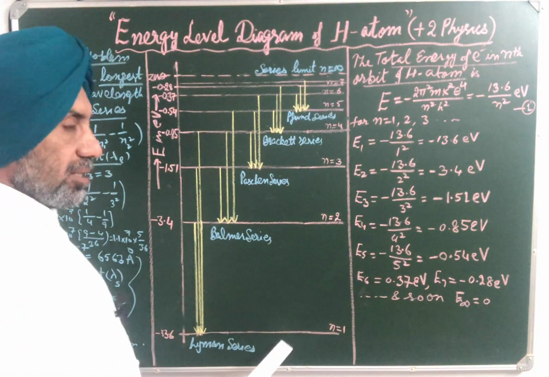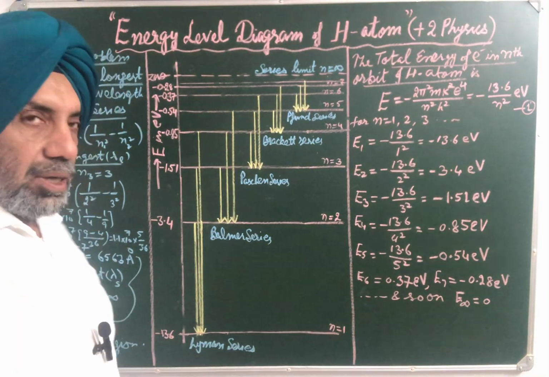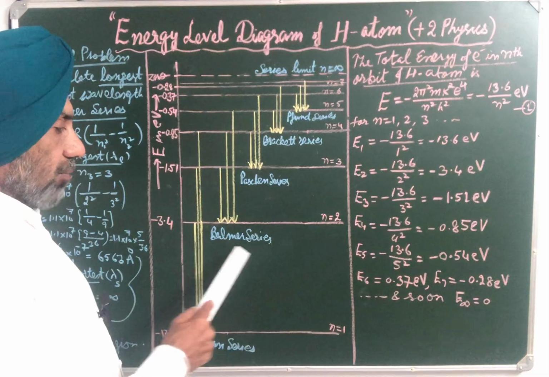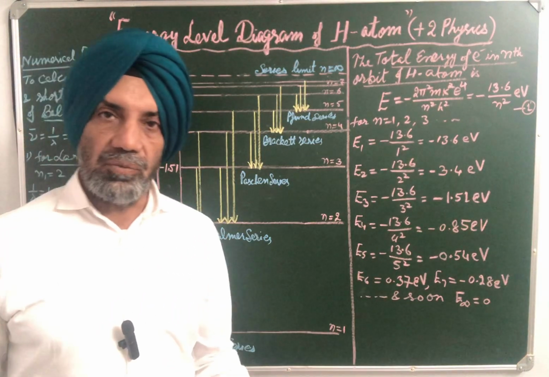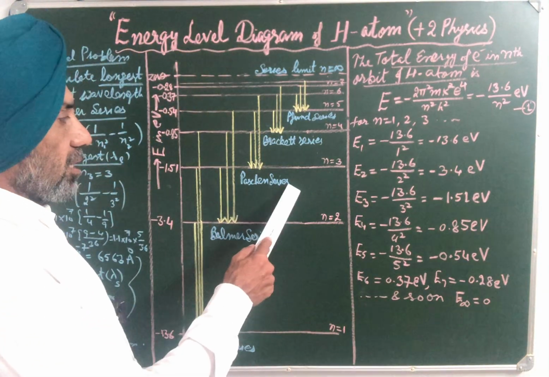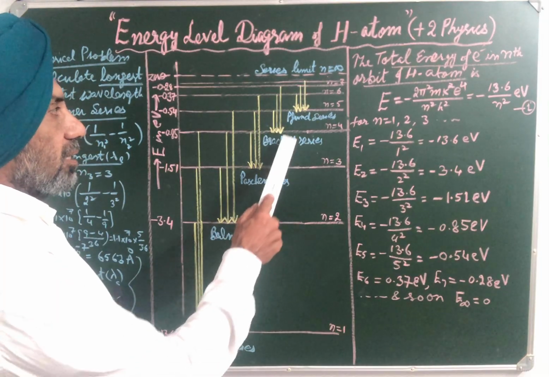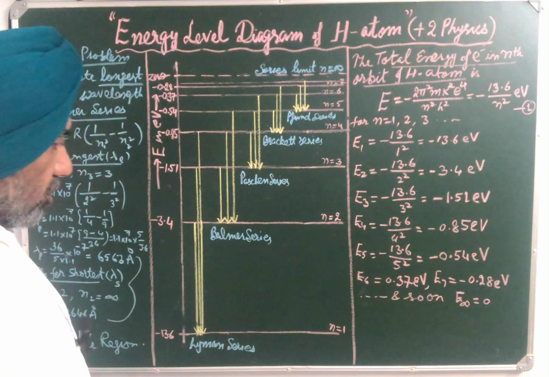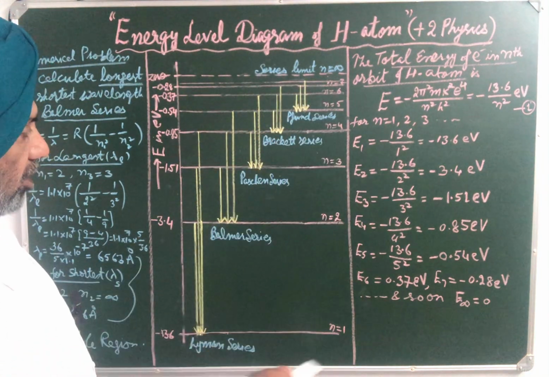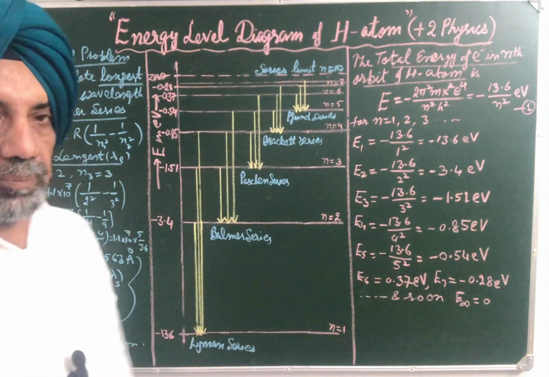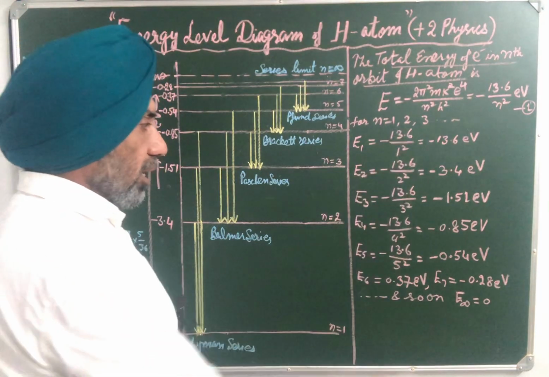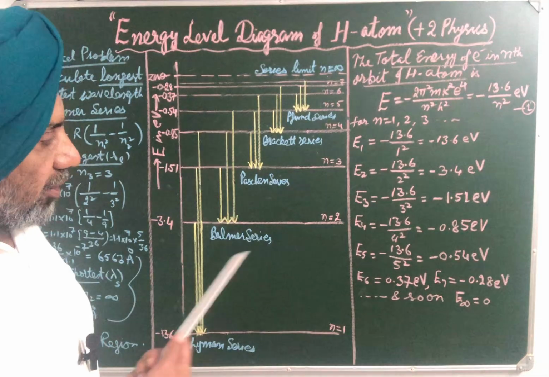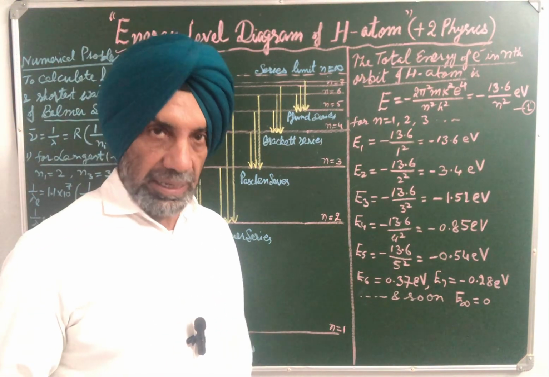The Lyman series is in the ultraviolet region of wavelength, and Balmer series comes in the visible region, and Paschen series in infrared region, and they are also infrared region of wavelength. So from the knowledge of this energy level diagram or this formula, we can find wave number, wavelength, and frequency of various spectral lines.